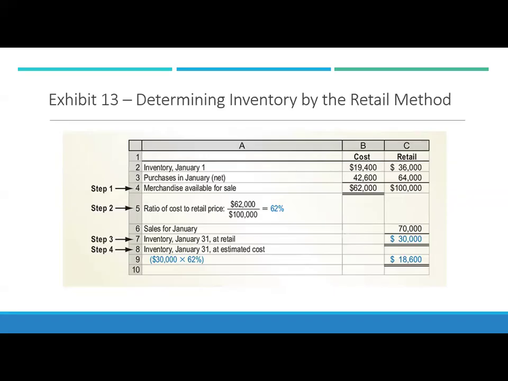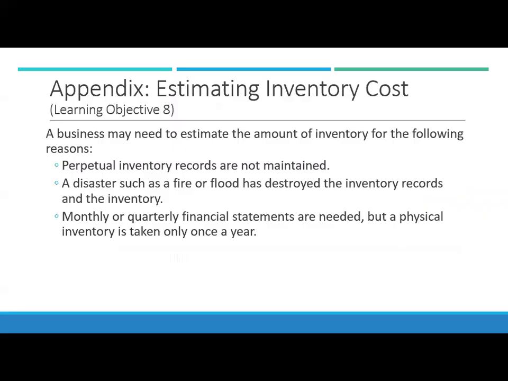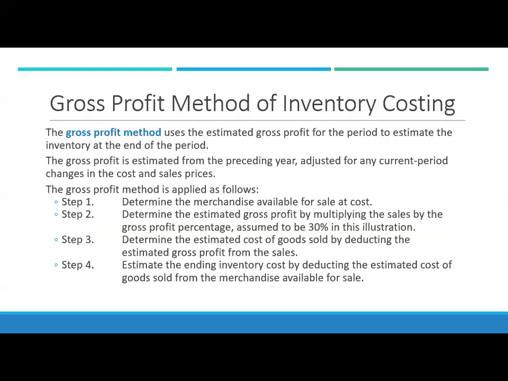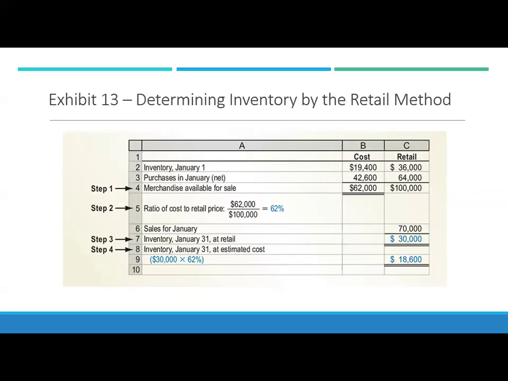So it's a very quick and dirty estimation because we're using this when we don't actually have the inventory records of what has happened. But we want to estimate our ending inventory and our cost of goods sold. And we can estimate our cost of goods sold by taking the merchandise available for sale at $62,000 minus 18,600. We can get our cost of goods sold from there.